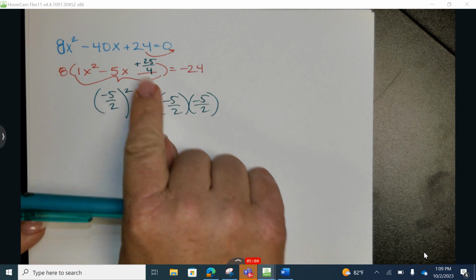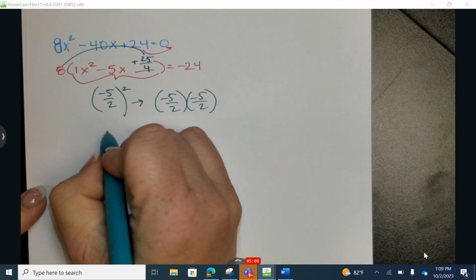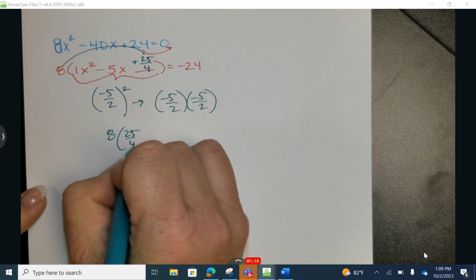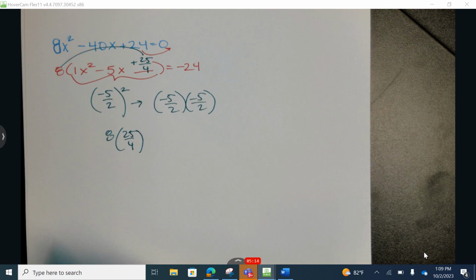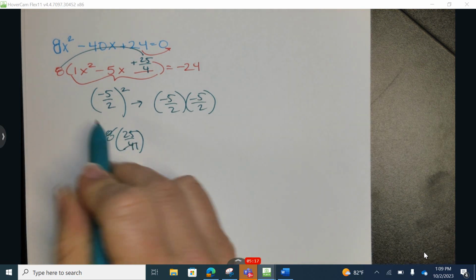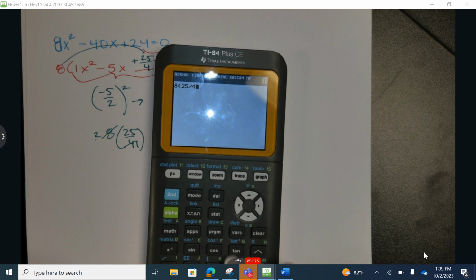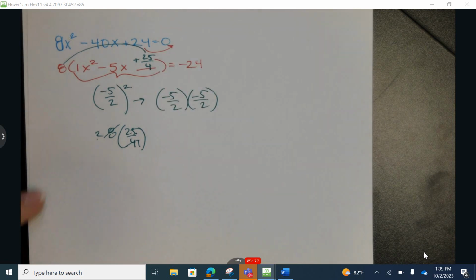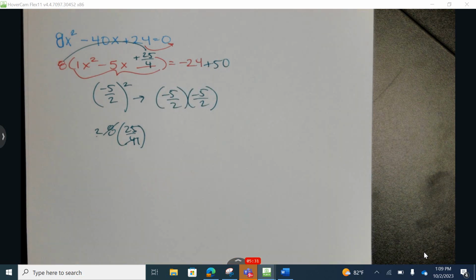Now, I didn't just add 25 over 4 to the left. Remember, I have to take 8 times that quantity. 8 times 25 over 4. That's the quantity I need to add to the right-hand side to keep the two sides balanced. So I can reduce this. If I took 8 times 25 over 4, we'd see that it just equals 50. So I added 50 to the left. I need to add 50 to the right. Now the equation is balanced.